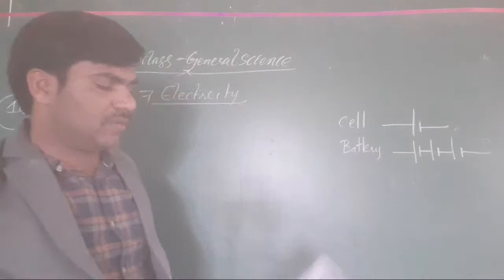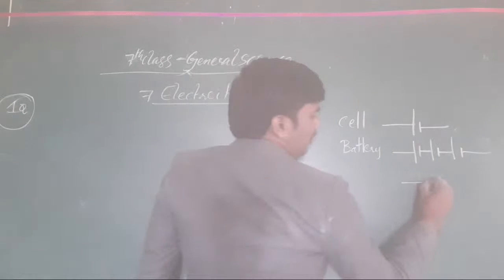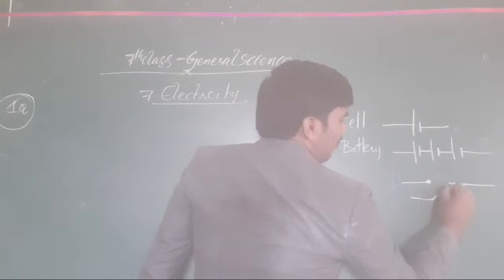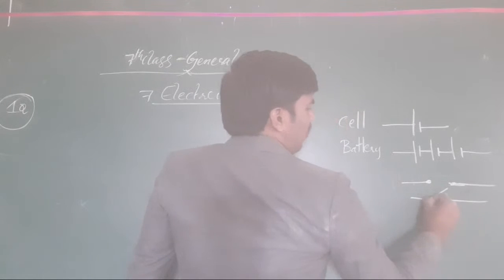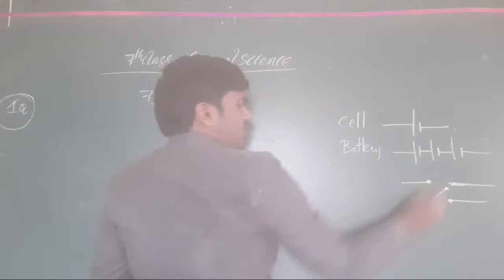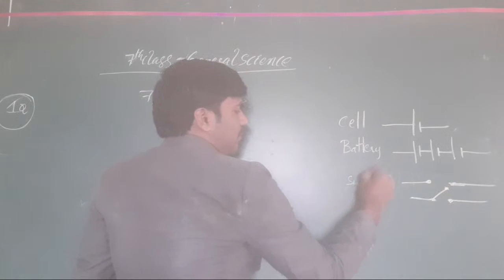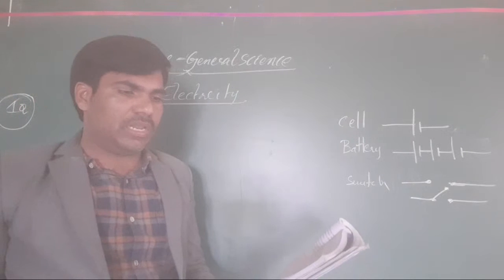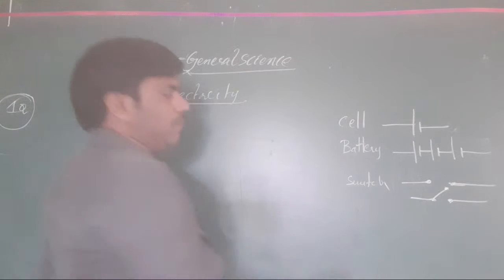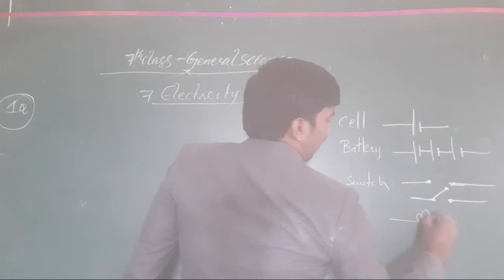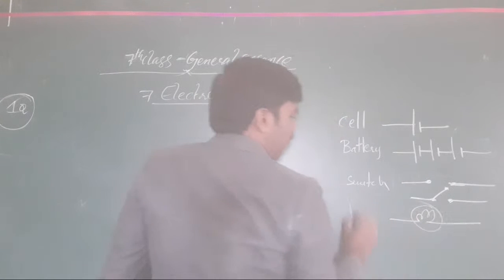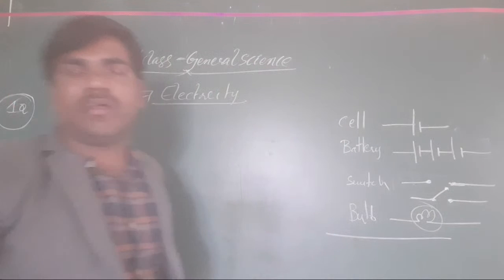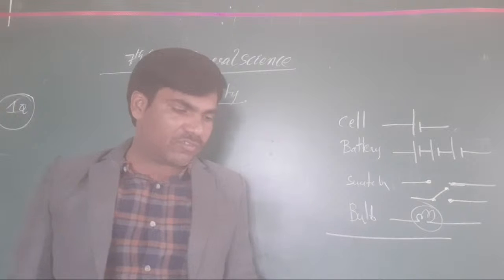Next, come to the switch. The switch may be like this, or it may be like this also. Clear or not, all of you? Both are called a switch. Now next, come to the electric bulb. The bulb may be like that. We have taken the bulb. These are the symbols for our electrical components. That is the first question and answer.